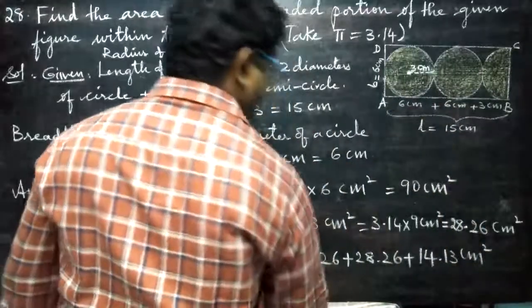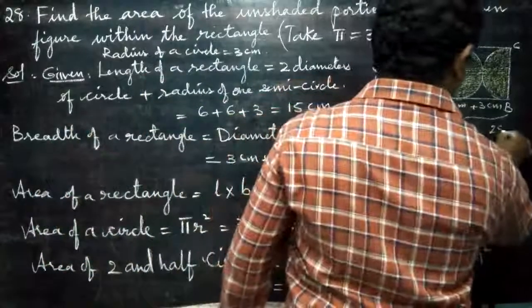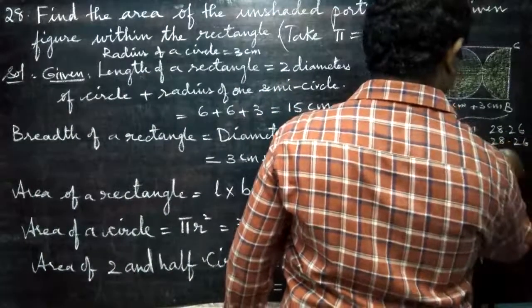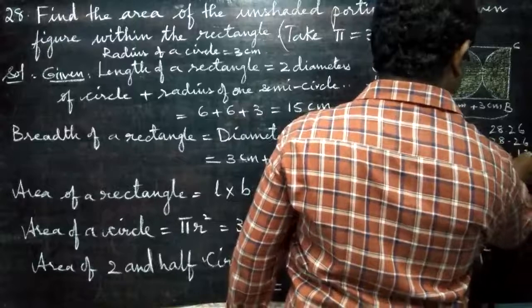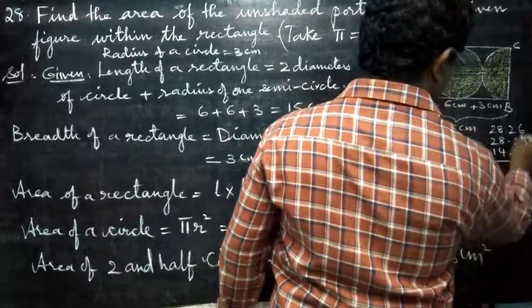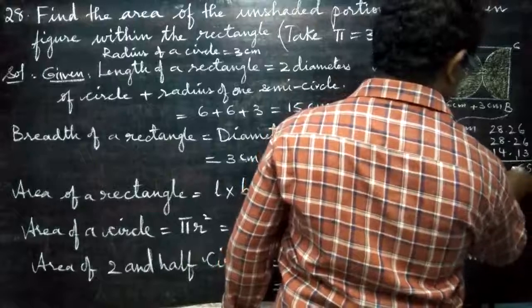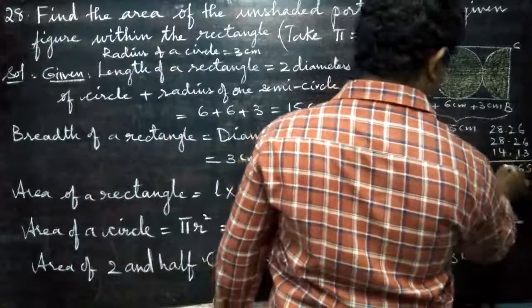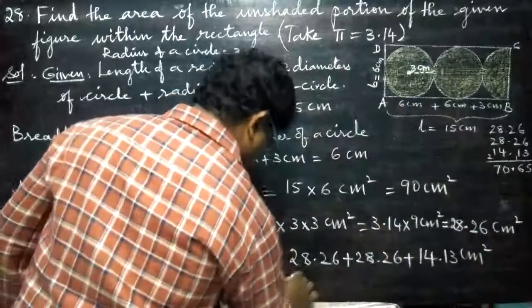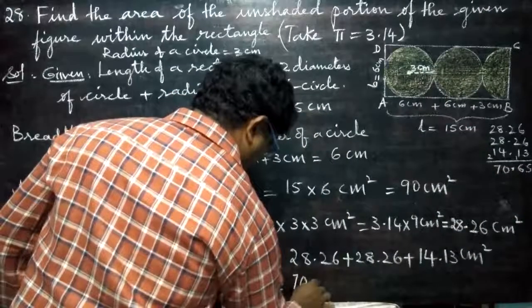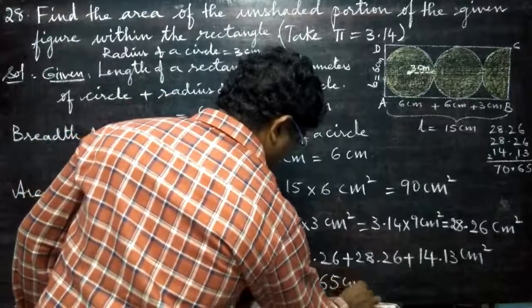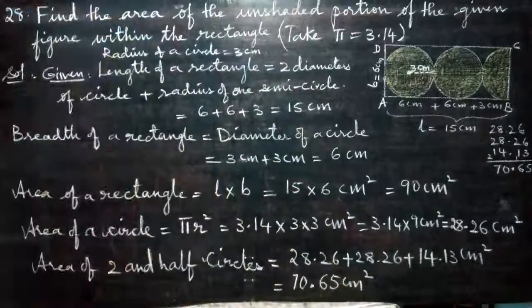Now add carefully. 28.26, 28.26, 14.13. How much you got? 70.65 centimeters square. Are you able to follow?